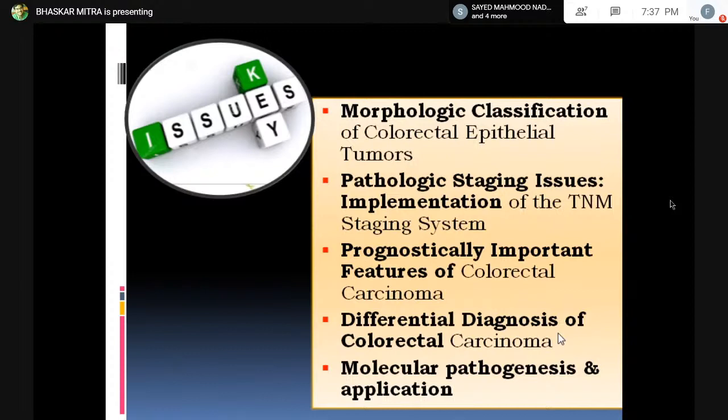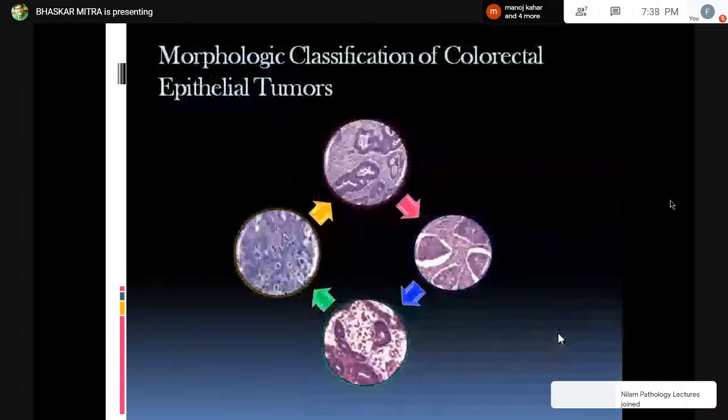Then comes the differential diagnosis of colorectal cancer, the most interesting part, particularly the mimickers. Then the vast one, the molecular pathogenesis and its application. I will try to address this in a gist, in a simplified and short way. Many things can be addressed, but I will address this in a small way, not the whole of it. Coming to the morphological classification of the colorectal epithelial tumors.